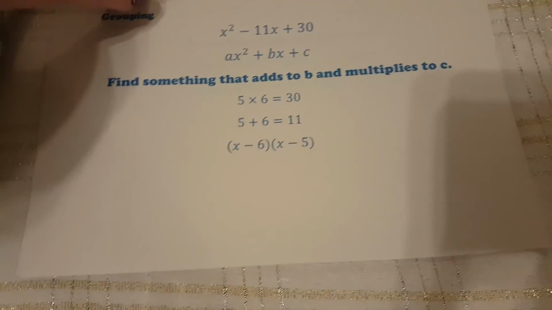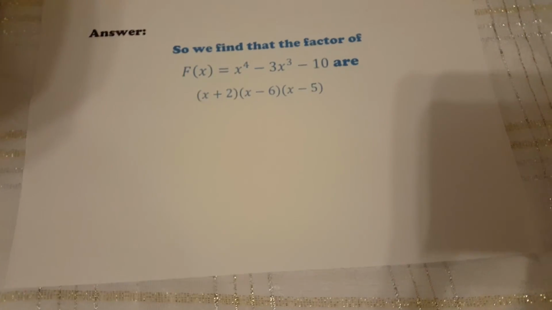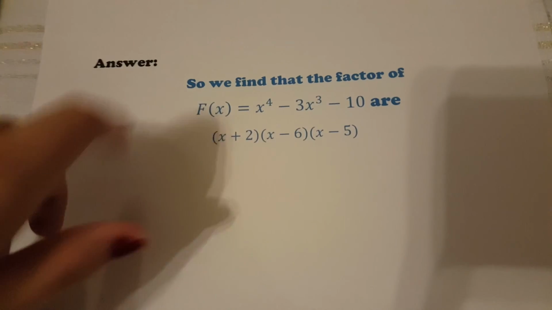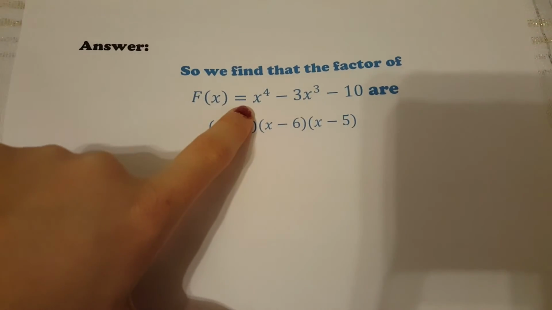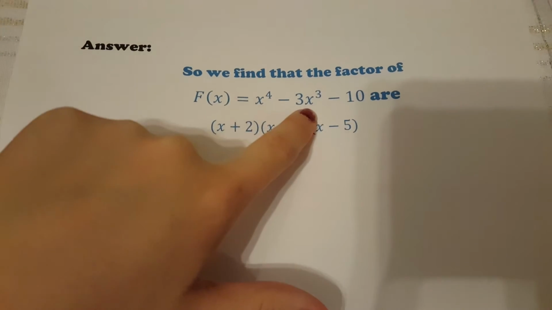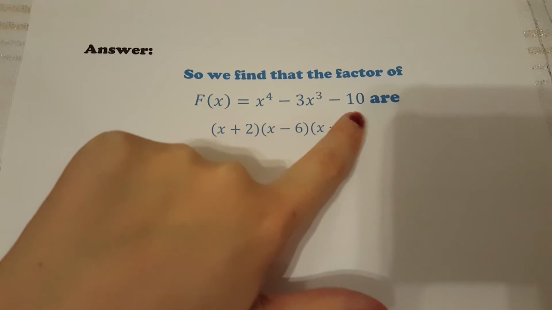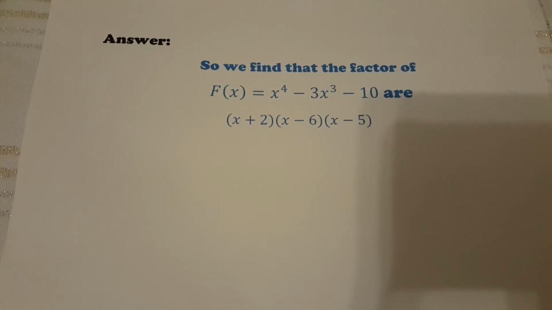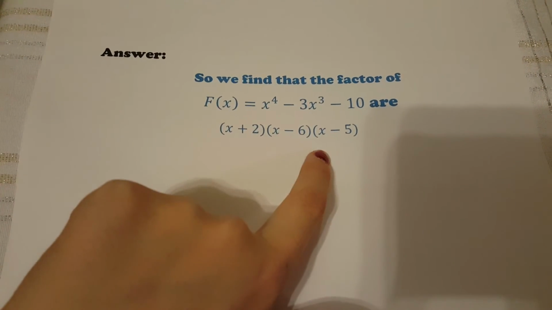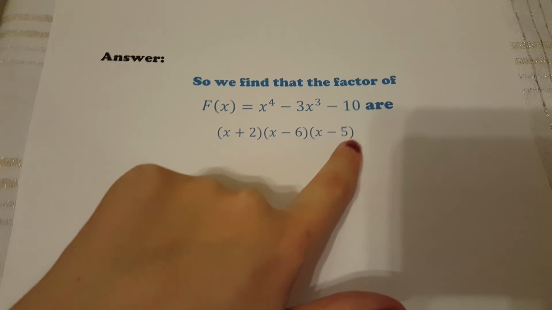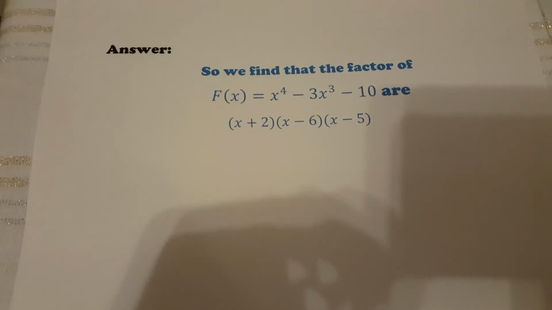So in the end, our end result is that our equation that we had, x to the 4th, subtract 3x to the 3rd, subtract 10, can be factored into x plus 2, x subtract 6, and x subtract 5. And it's simple as that, guys.